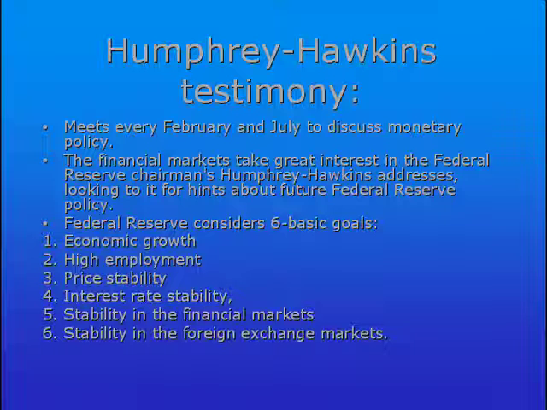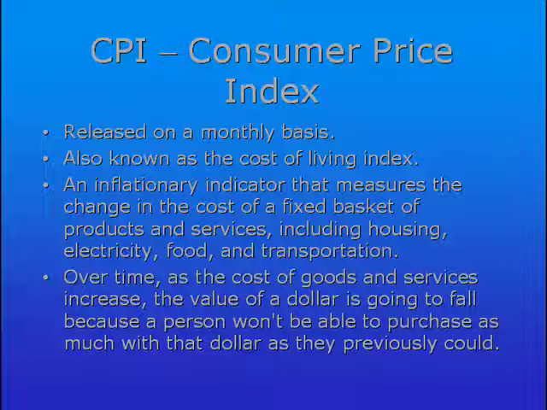The Humphrey-Hawkins testimony meets every February and July to discuss monetary policy. The financial markets take great interest in the Federal Reserve Chairman's Humphrey-Hawkins address, looking to it for hints about the future of Federal Reserve policy. The Federal Reserve considers 6 basic goals in the Humphrey-Hawkins testimony: economic growth, high employment, price stability, interest rate stability, stability in the financial markets, as well as foreign exchange markets.